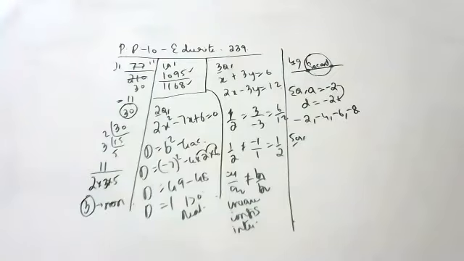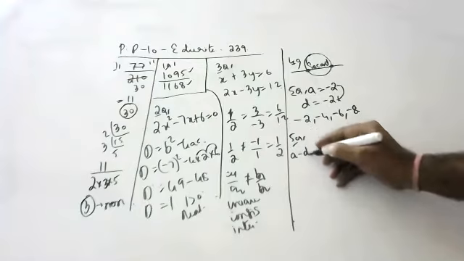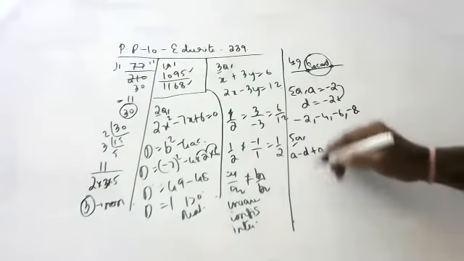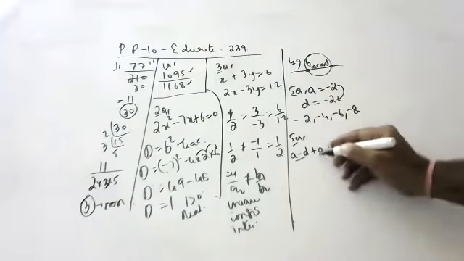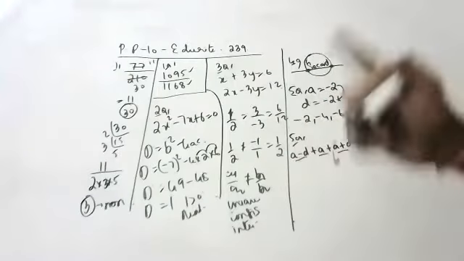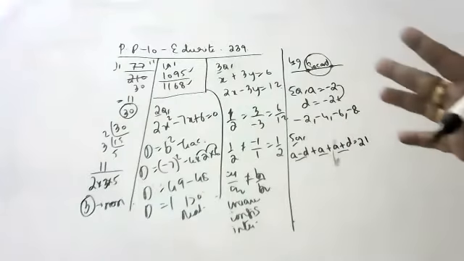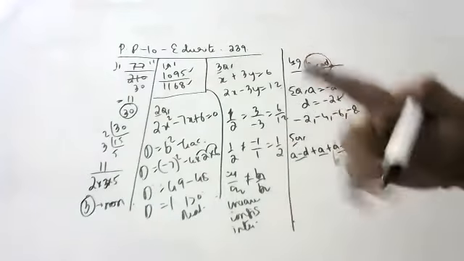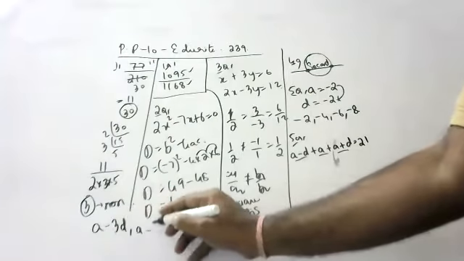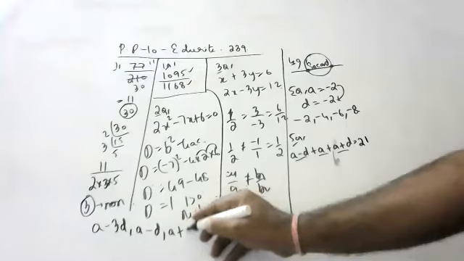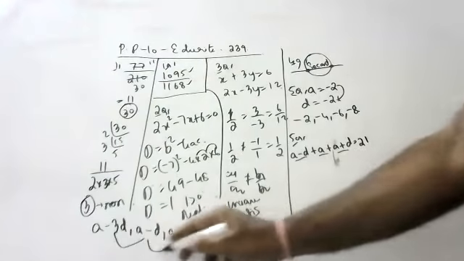And the sum of three numbers in AP is 21. Children, whenever they say three numbers, what will you take? Whenever they say three numbers in AP, take a minus d, a, a plus d. Whenever they say four numbers, take a minus 3d, a minus d, a plus d, a plus 3d. Here the common difference is 2d.